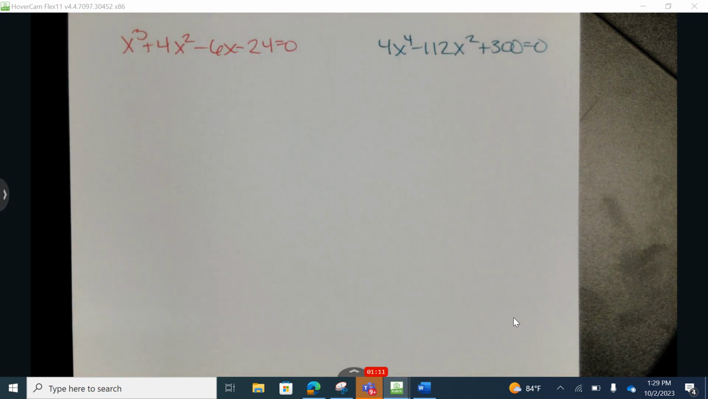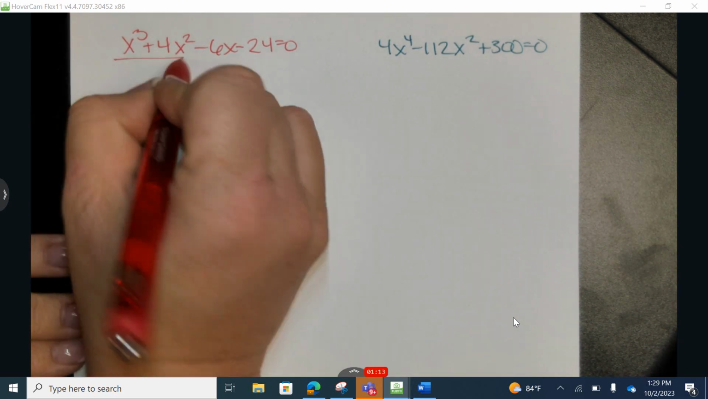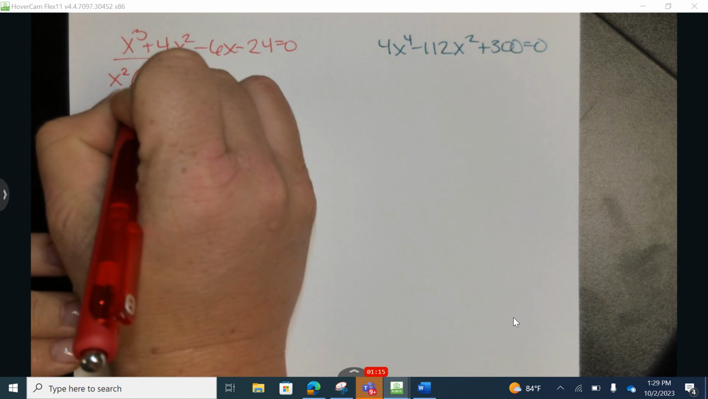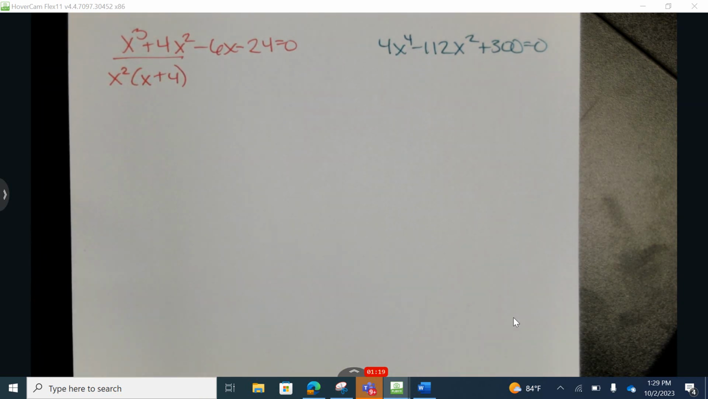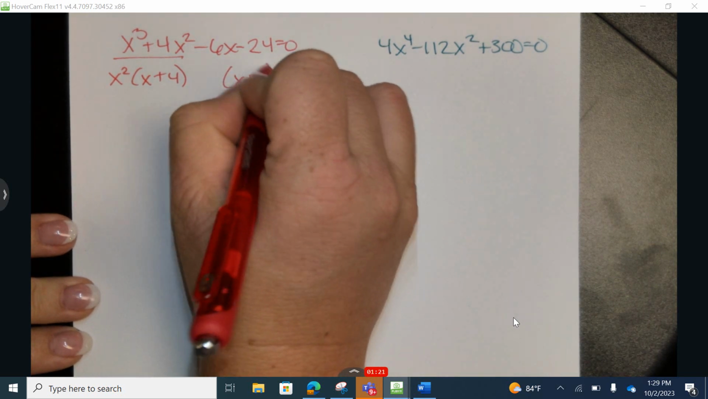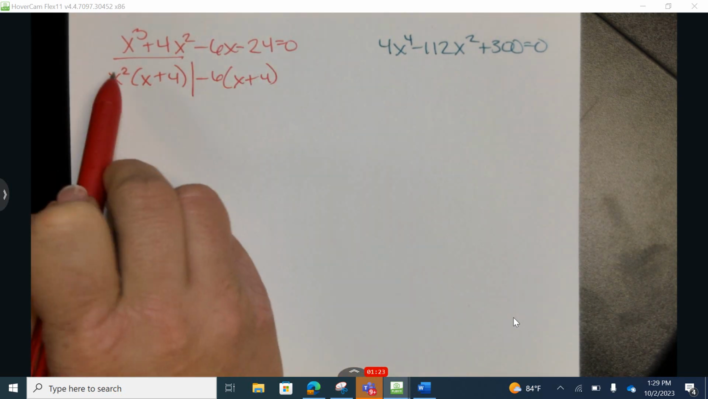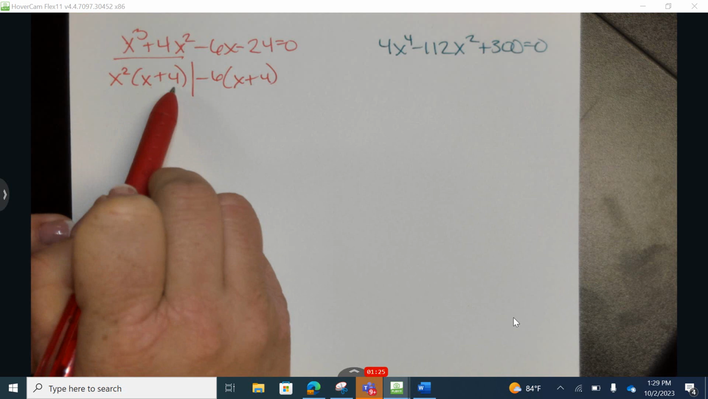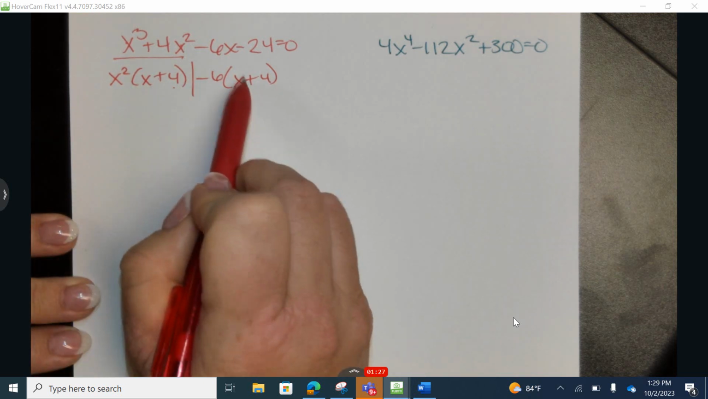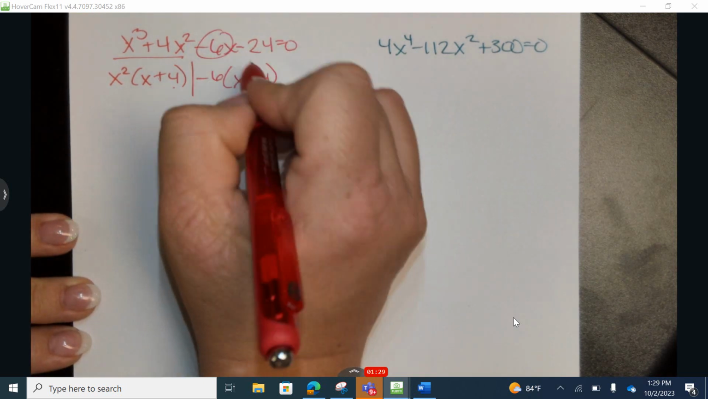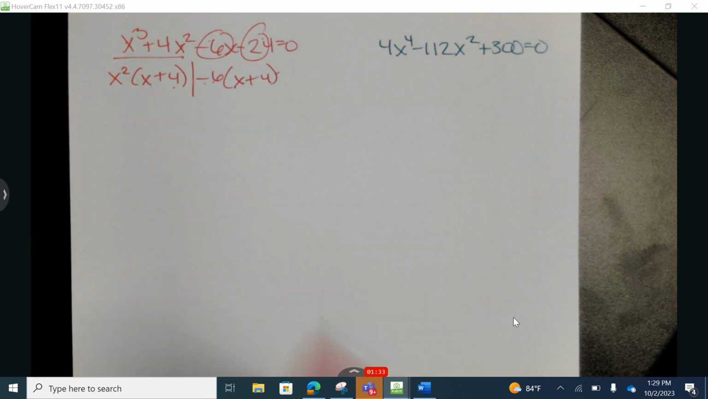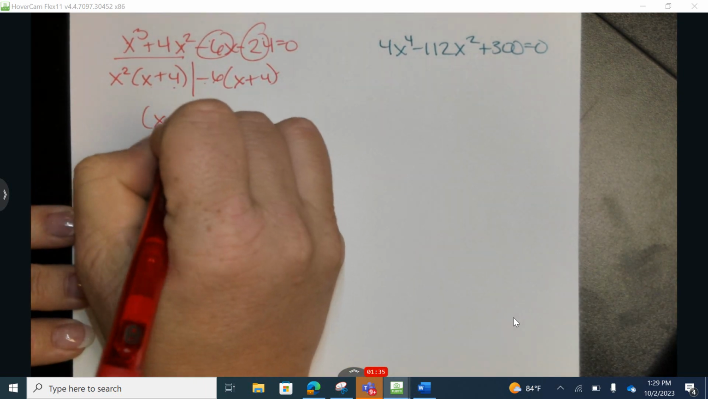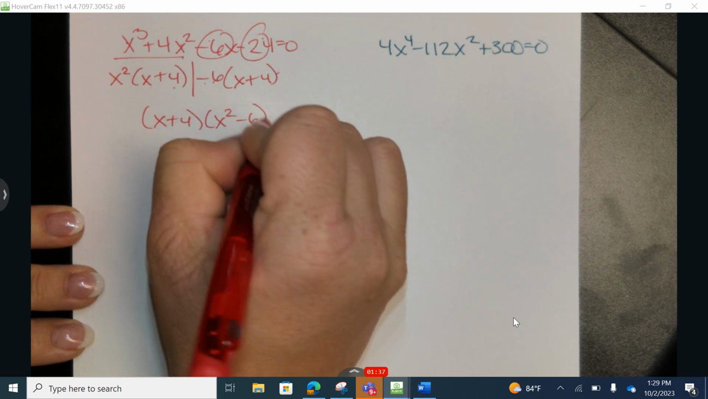Let's move on to the next two problems. The vast majority of you did a wonderful job using factoring by grouping in order to get to this point. So I was able to take out an x squared. I moved the x plus 4 over. I determined that negative 6 would allow me to get these back. Everything's looking good. So both the front and the back contain an x plus 4. Then I have x squared minus 6.